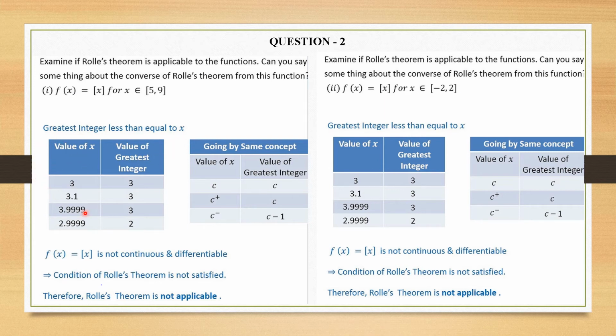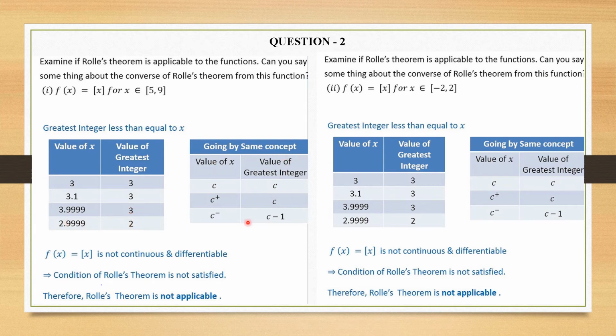So if you remember, if we put the value 3, the greatest integer will be 3 itself. For 3.1 also, it will be 3 itself. For 3.999, it is lying between 3 and 4, and towards the left you will get 3. For 2.999, it is lying between 2 and 3, so towards the left is 2, so we will get 2.